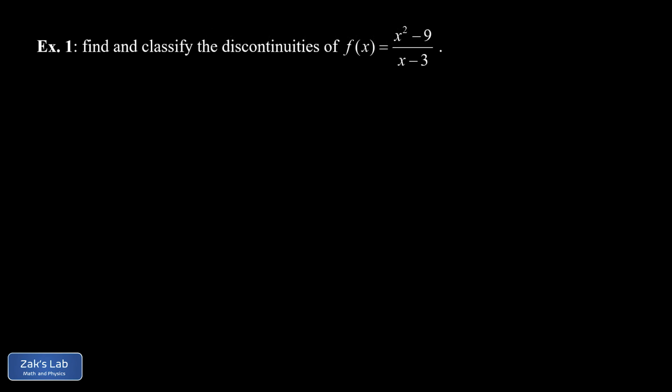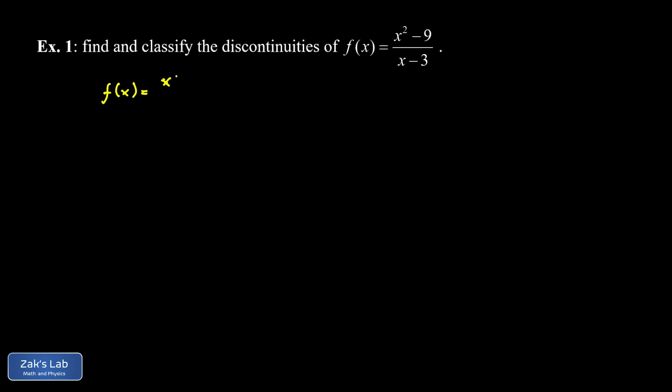So I've got 3 examples prepared, and here's the first one. We're asked to find and classify the discontinuities of the function f of x equals x squared minus 9 divided by x minus 3. Now the first thing we want to do here is simplify this function so we can get a better grip on what we're looking at.